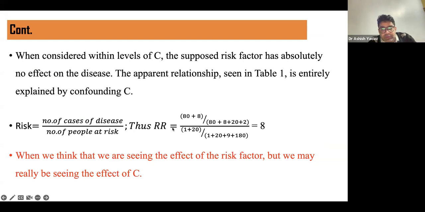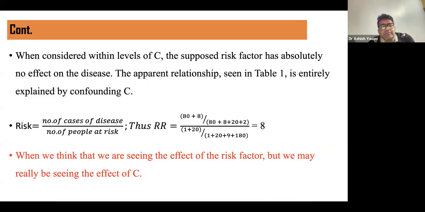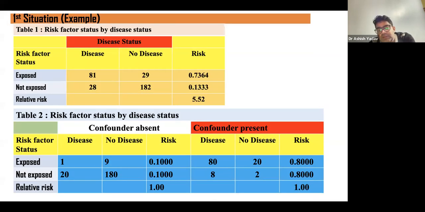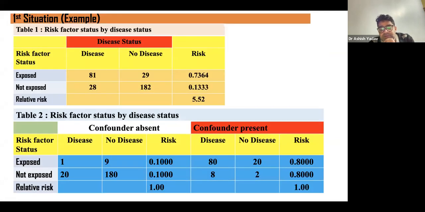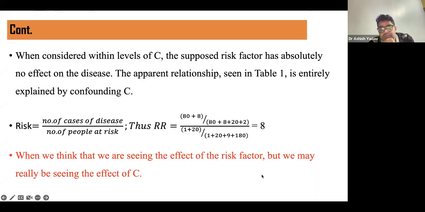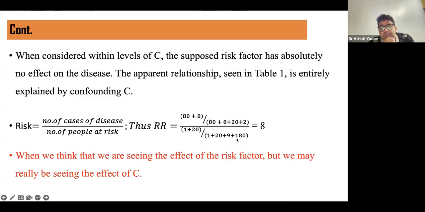And if we are looking at this table, when the confounder is present, here you would be getting the number of cases of disease, 80 plus 8, divided by the total, that is 80 plus 8 plus 20 plus 2, the number at risk. And for the non-disease ones, 20 plus 1, that is 21, divided by the total number at risk.